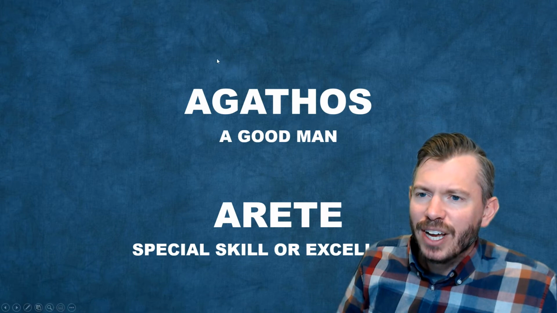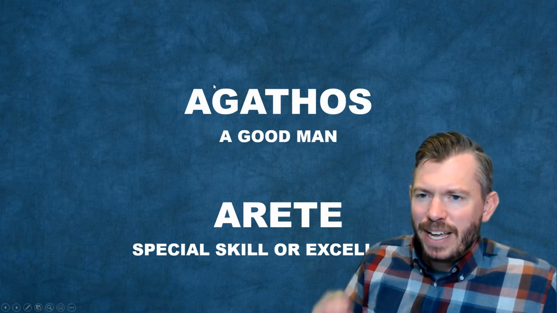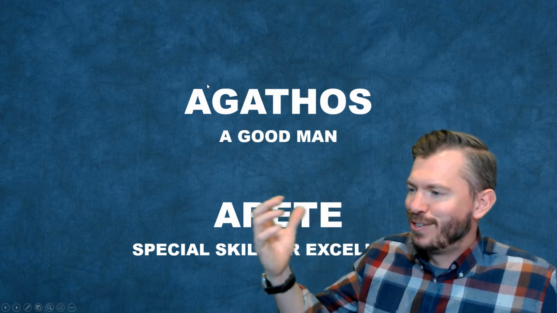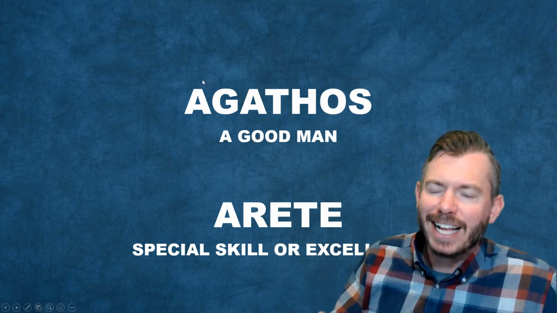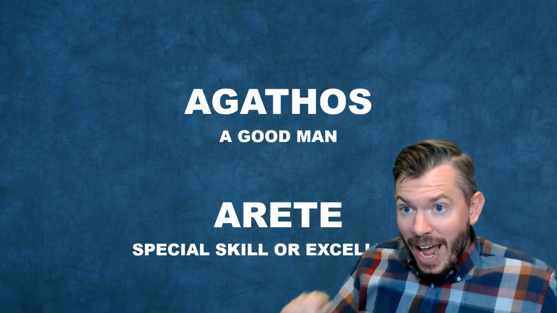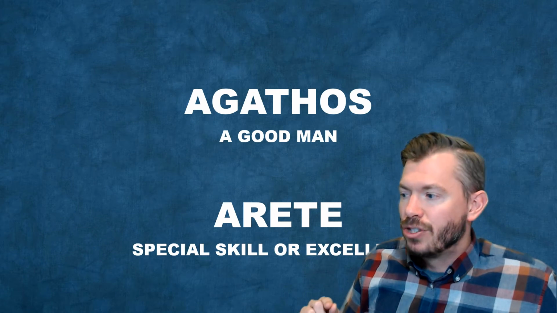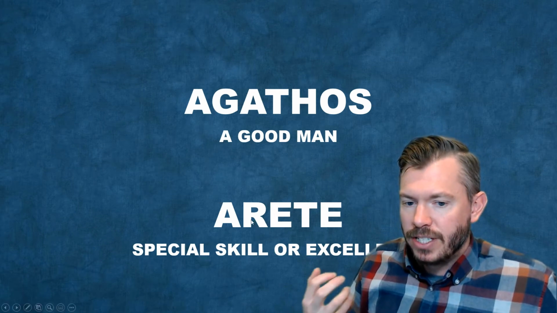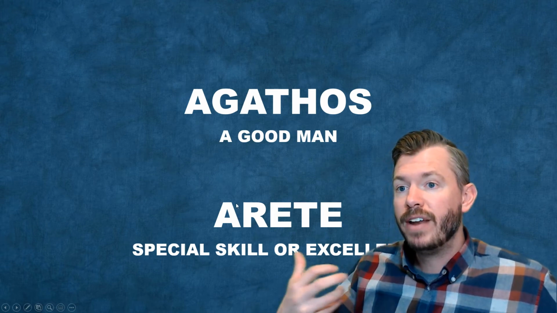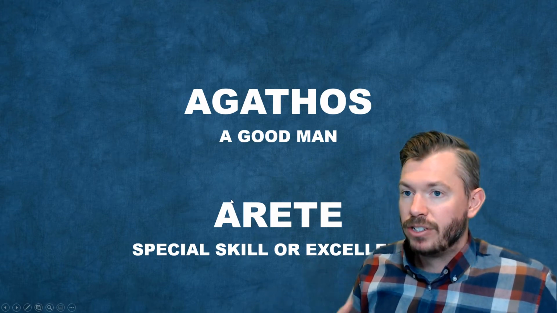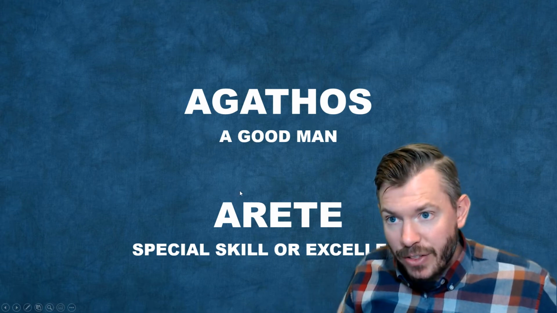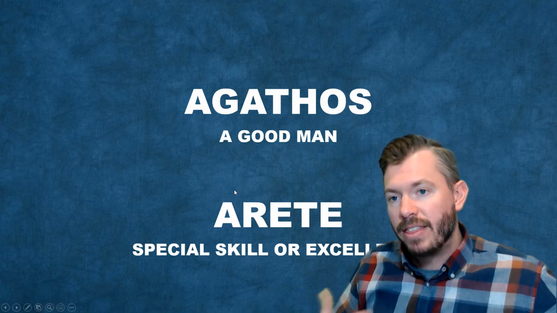So the kind of goal is to become an agathos, right? A good man, right? Somebody who's good, not just in terms of acting good, but really being a great person. And the way that you demonstrate that is through arete, right? And this is the word for excellence or skill. And one way to gain, or to demonstrate your arete, is through warfare. But another way to do it is through success in athletic competitions.